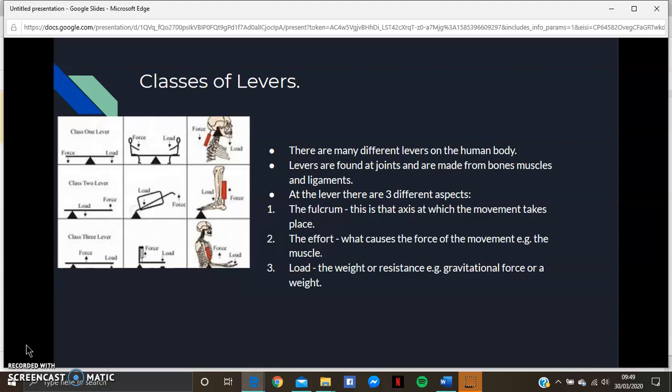Finally, the third class lever. An example of this would be if an athlete was doing a bicep curl. This is because they're using their elbow as the axis, and the bicep applies the force, whilst the weight is the load that is making it harder for them to complete the bicep curl.